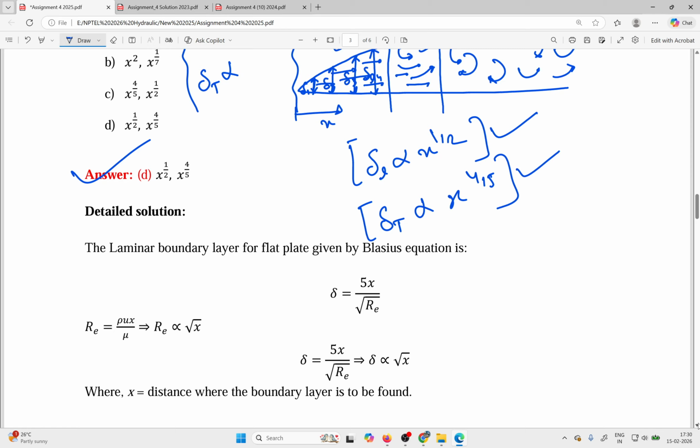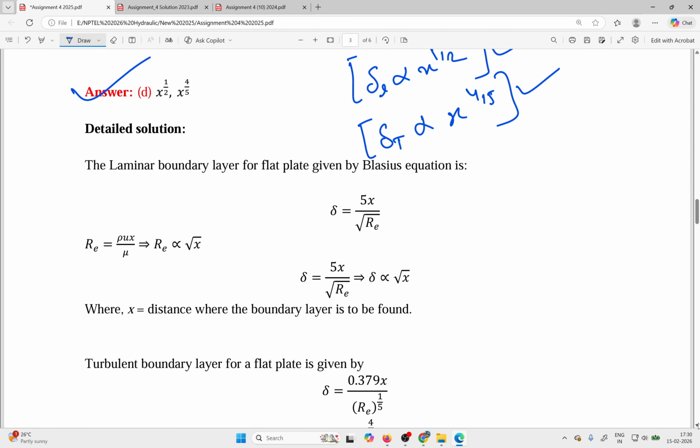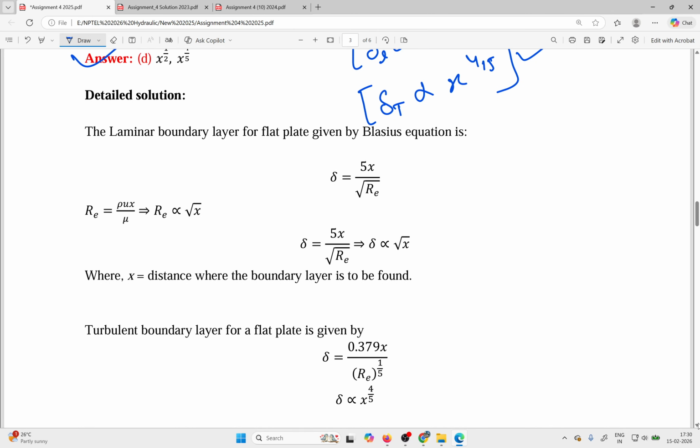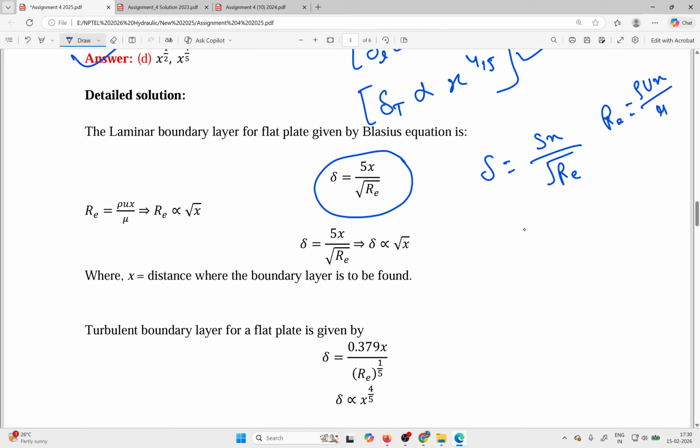Here the detailed solution is also given. Let me just explain. This is for laminar. Delta is equal to 5x divided by root Re, and you know Re in case of plate flow is rho u x divided by dynamic viscosity. When you put it here, you get 5x and then the root of rho u x divided by mu.